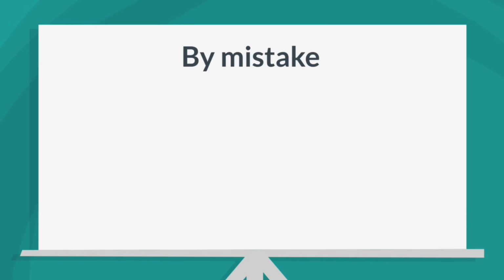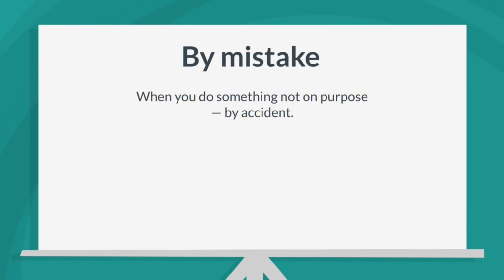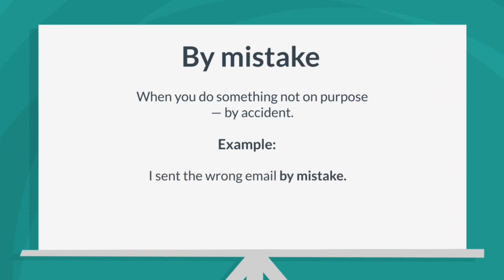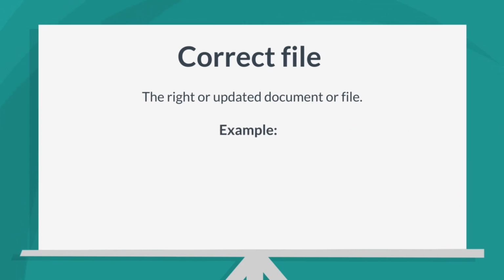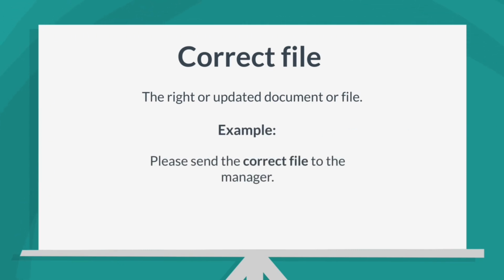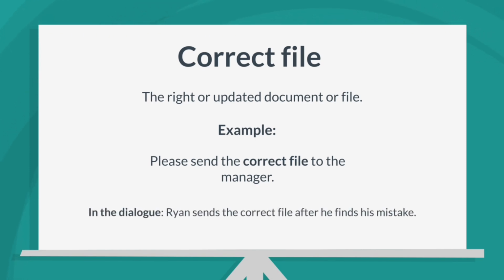By mistake. When you do something not on purpose, by accident. Example, I sent the wrong email by mistake. In the dialogue, Ryan says he sent the old file by mistake. Correct file. The right or updated document or file. Example, please send the correct file to the manager. In the dialogue, Ryan sends the correct file after he finds his mistake.